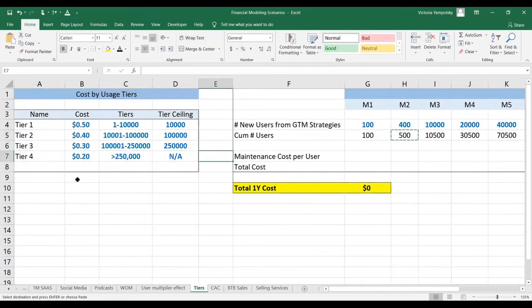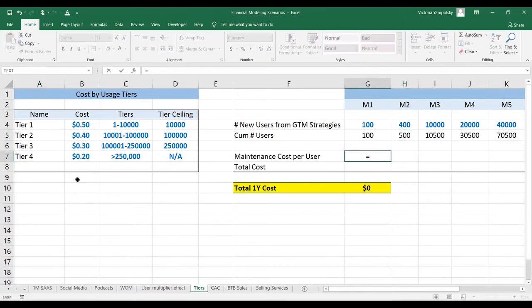Okay, and the next one is we're going to determine the maintenance cost per user, and this is where we have the logic. So we're going to use the if statement. We're going to say if the cumulative number of users is less or equal than the upper bound, we're going to anchor it, then we take the price for tier one. Okay, then if the cumulative number of users is less or equal than the second upper bound for tier two, then we take the price for tier two.